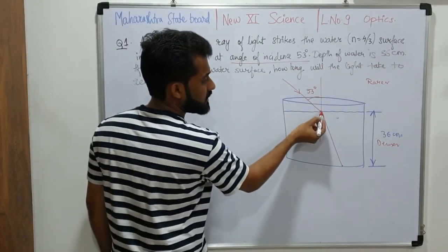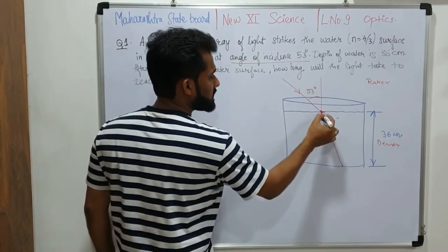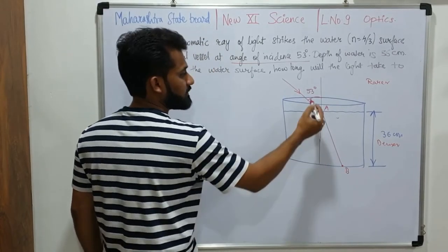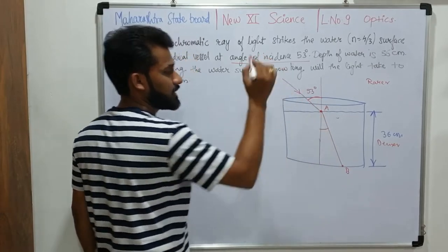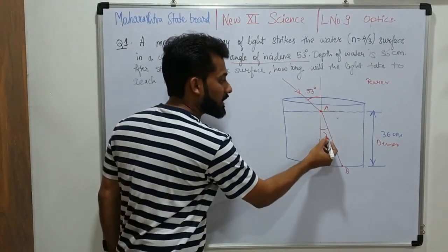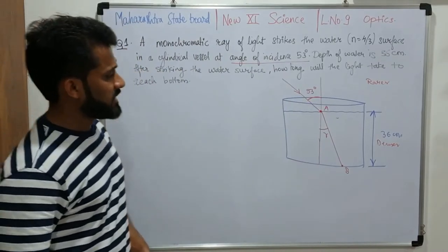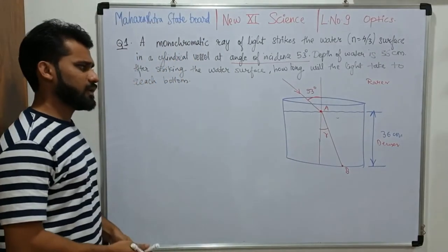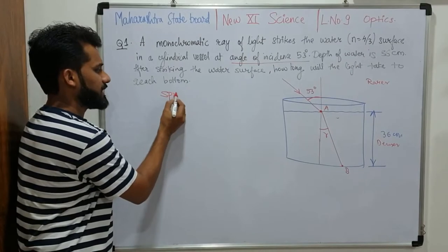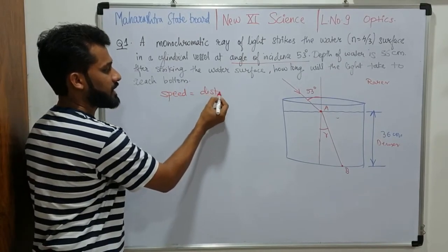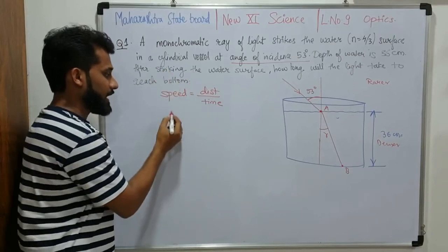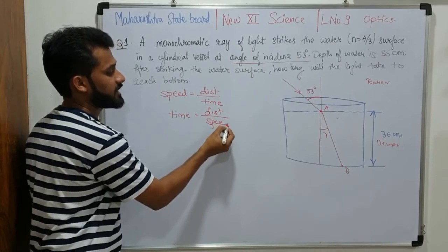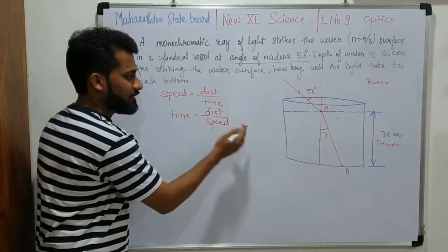So, basically the question is, what is the time taken by the light to reach from this point A to this point, that is B. In this figure, if this is the angle of incidence, then this angle is called the angle of refraction r. So, the question is, what is the time taken to reach from A to B? That is the question. Since we know the speed, distance, time formula, speed equals distance traveled upon time taken. So, using this formula, I can find time as distance traveled upon the speed at which the light travels.